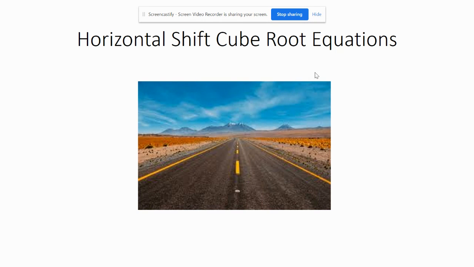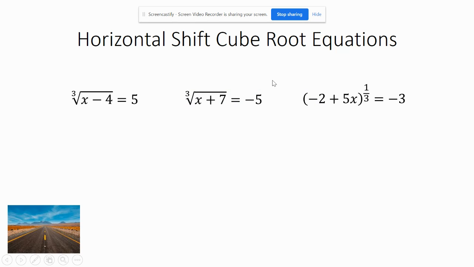A horizontal shift of a cube root equation is solved. So that's why I put right here, horizontal. See the horizon here. And basically, this is a horizontal shift. But think of it this way.